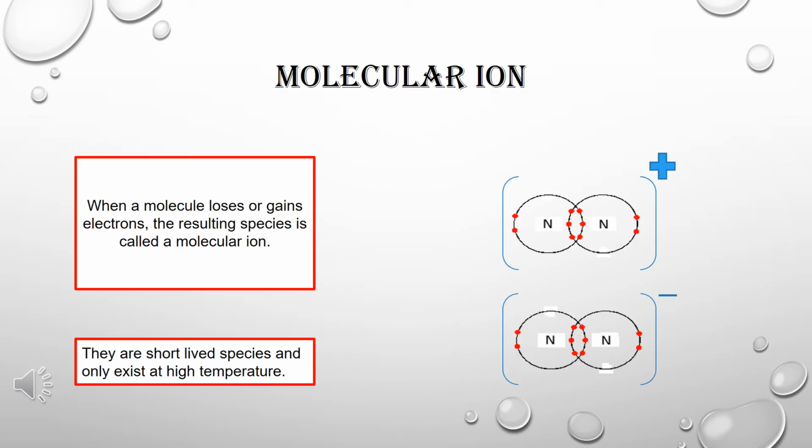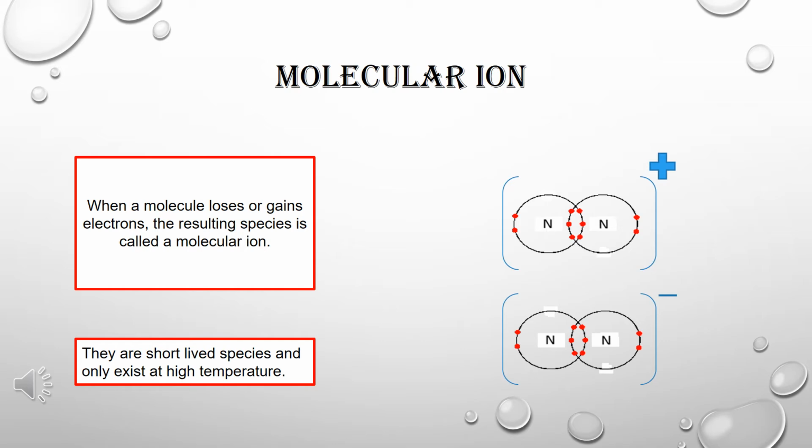After ions, the next chemical species which we are going to discuss are known as molecular ions. These molecular ions are formed when a molecule either gains or loses electrons, and as a result it carries positive or negative charge. You should remember that molecular ions are not the same as the ions we have just studied, which are formed from atoms. These are formed from molecules.